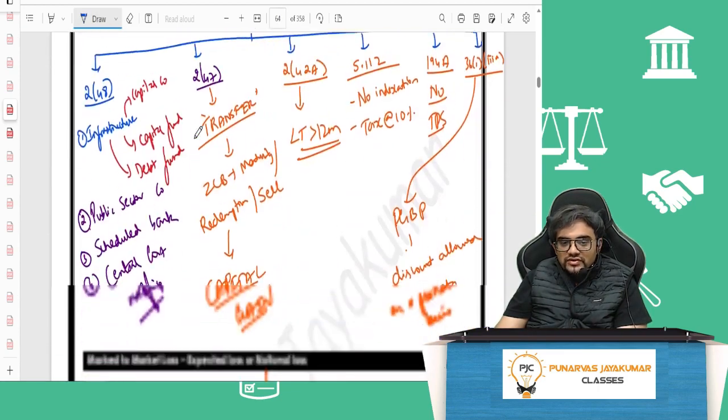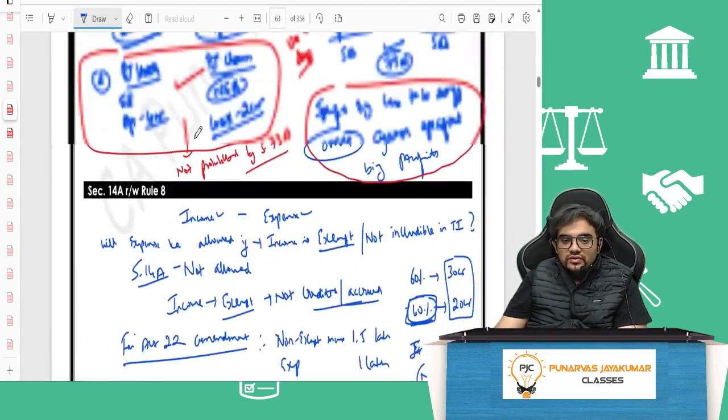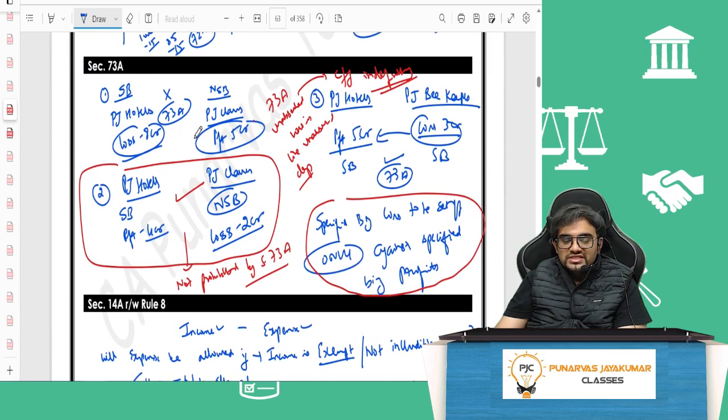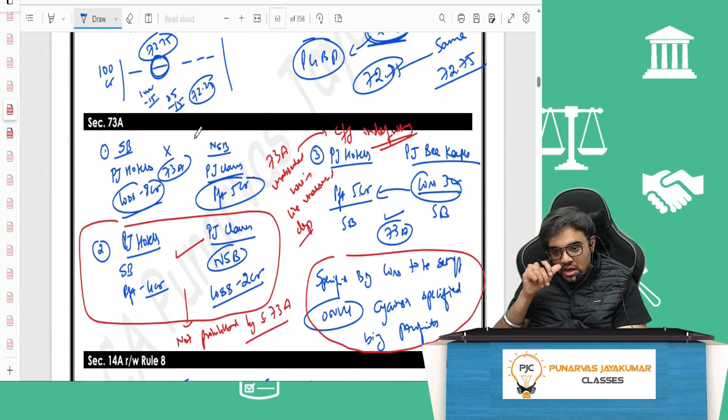Since it's a marathon, everything I cannot do, guys. Whatever I can do to the best possible extent, we'll do. So, for example, PJ Hotels has a loss of 8 crore. Then PJ Classes, non-specified business, has a profit of 5 crore. Can the loss of 8 crore be set off against the profit of non-specified business? Not possible as per 73A.